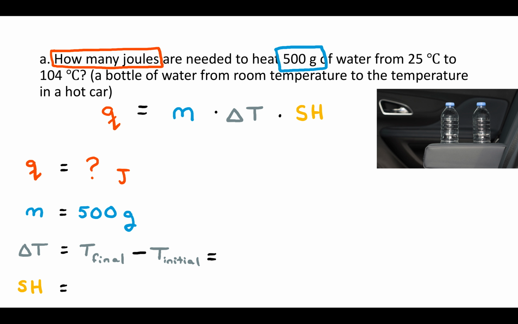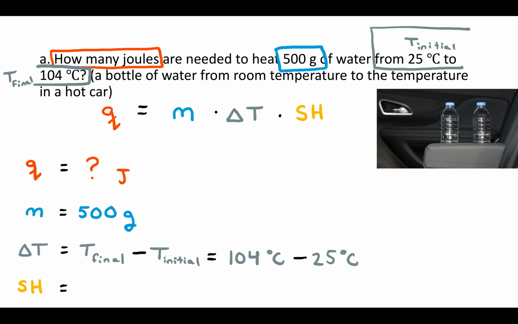Now those are temperatures, and if you remember, delta T is the change in temperature. It's the final temperature minus the initial temperature. Here, 25 degrees Celsius is where we're starting from, so that's the initial temperature. And 104 degrees Celsius is the final temperature. That's where we're ending up. So we're going to put the final temperature minus the initial temperature, so 104 minus 25, and that will give us 79 degrees Celsius for delta T.